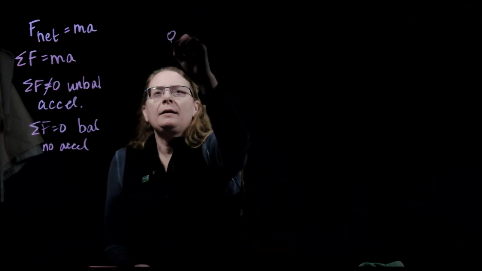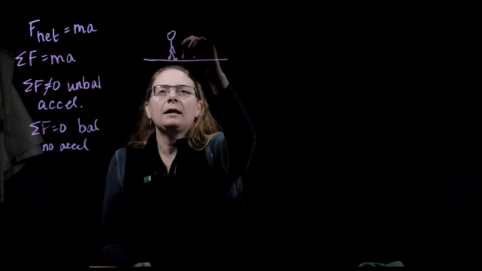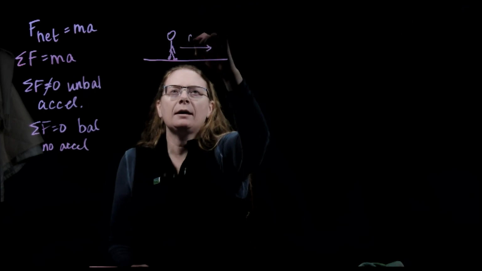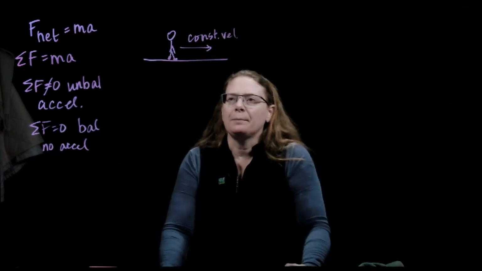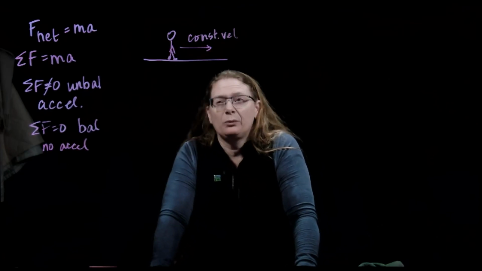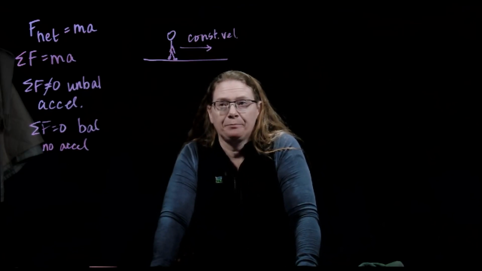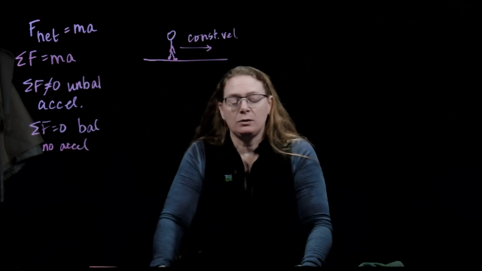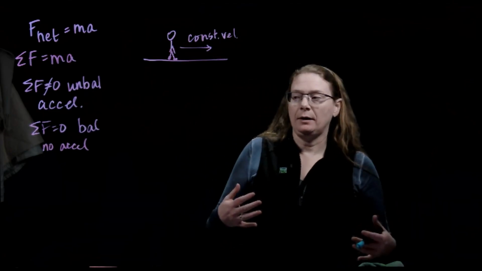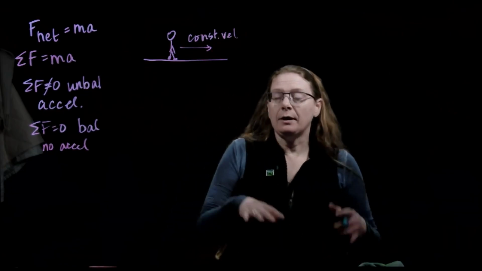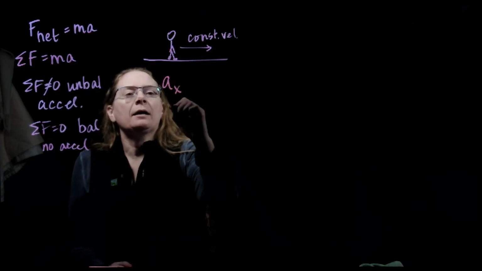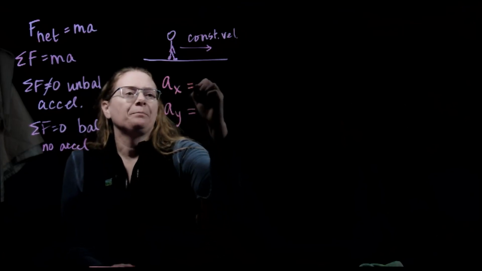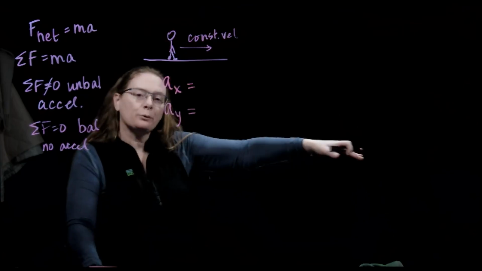Let's start with an ice skater, and they're gliding across the ice, just holding still and gliding across the ice at a constant velocity. So what would we know about the forces in this situation? The way to think about it here is to ask, is there acceleration in the x direction? Is there acceleration in the y direction?